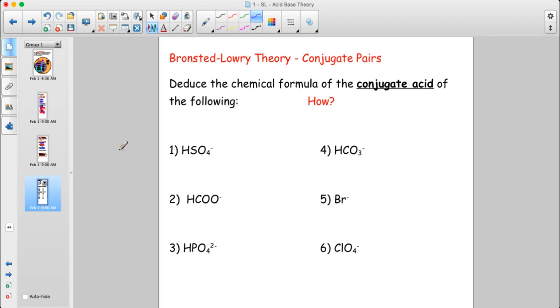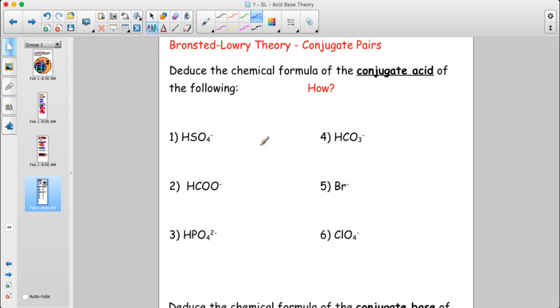Okay, last topic in our introduction to acid-base theory. When you're going to be asked questions about conjugates, this is just the example. It says deduce the chemical formula of the conjugate acid of the following. And so how are we going to do that? If you want to find the formula of the conjugate acid, what you need to do is make it act like a base.